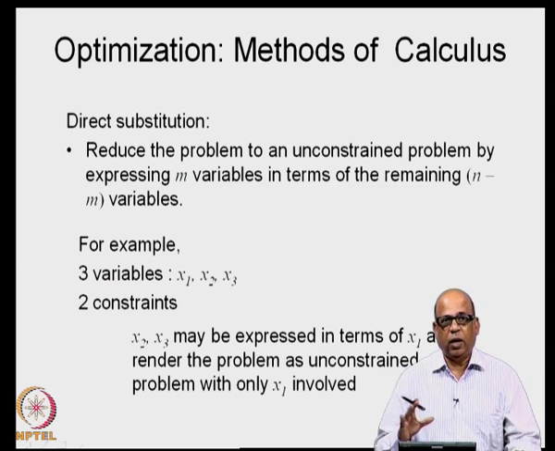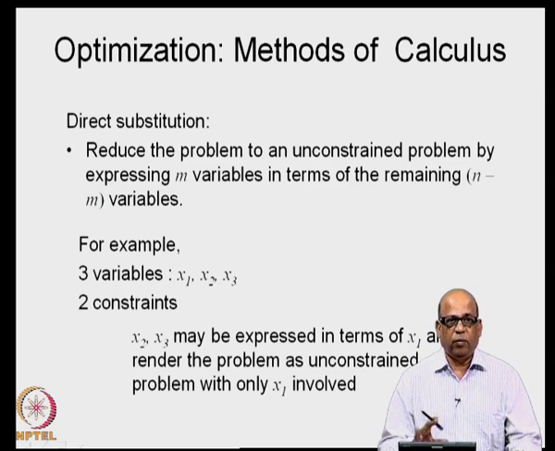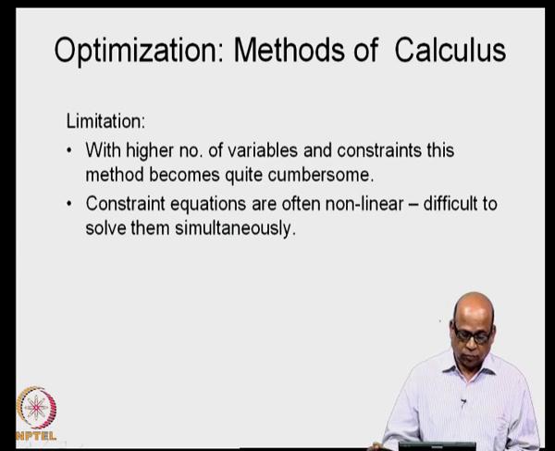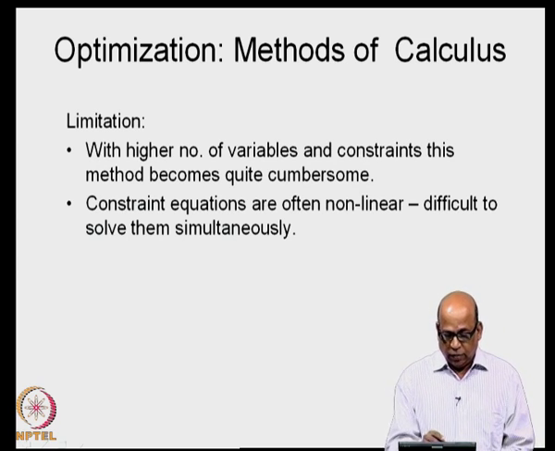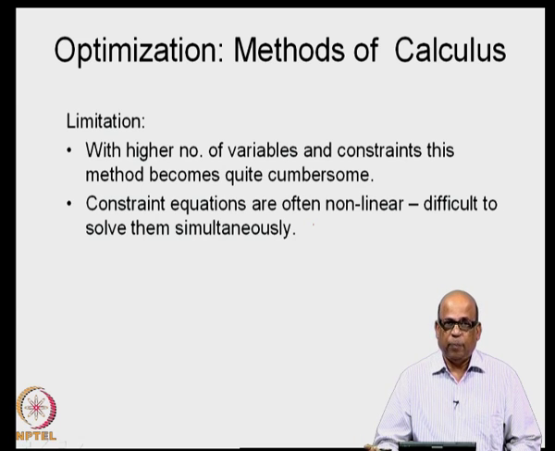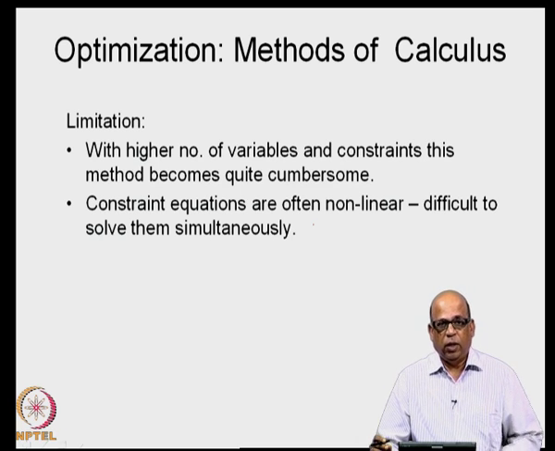I again repeat, direct substitution is good only as a classroom type of example, where you have less number of variables, less number of constraints and so on, where you can easily solve and substitute for some variables in terms of the other variables. Constraint equations that we come across in practical problems are often nonlinear, and therefore, direct substitution also becomes quite involved and difficult.